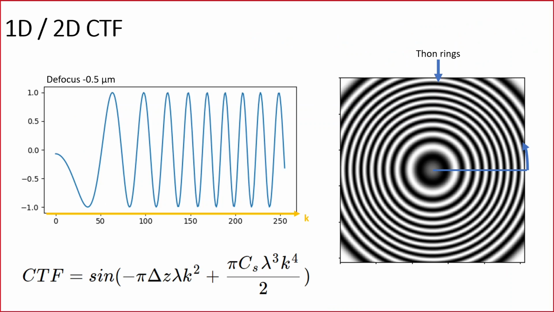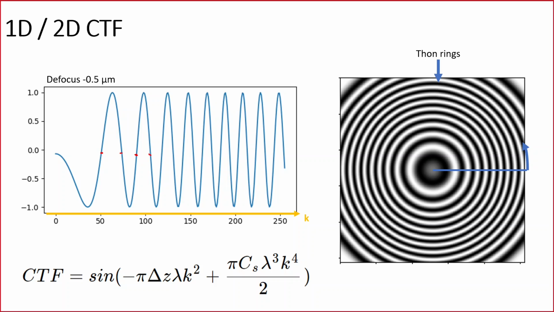Here, just a little bit of refreshment on what the 1D and the 2D CTF is. On the left side, we can see a half micron defocus contrast transfer function, which oscillates from -1 to +1 in an oscillatory manner. And of course, we have these points where it crosses zero and information loss is happening because there is no contrast transferred at all.